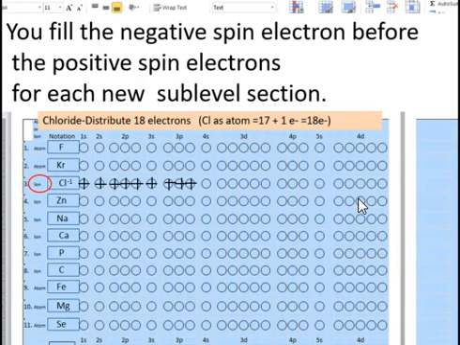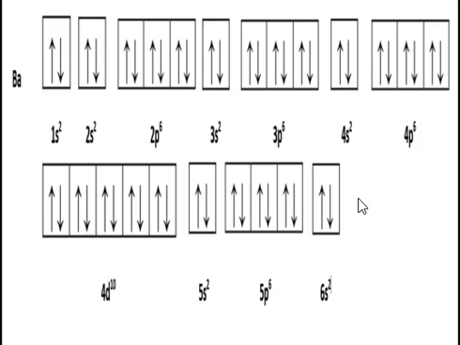This is what the box configuration for barium looks like. All right, so the box configuration is just like doing an electron configuration, except you're creating a picture for it. All right, that's all there is to it.